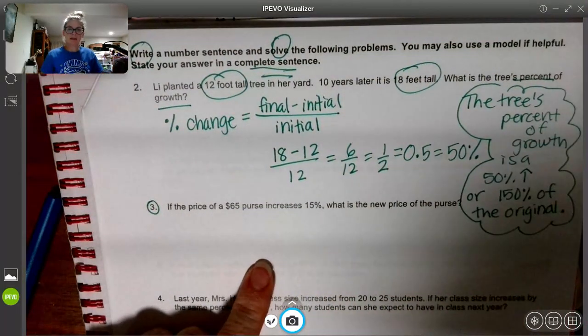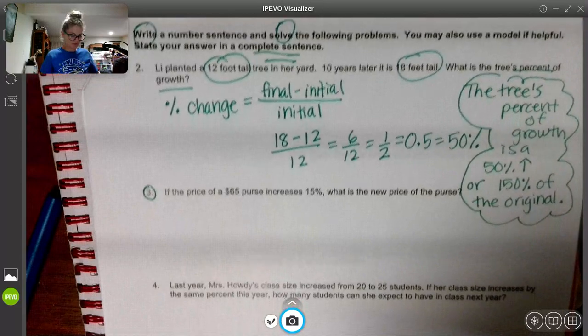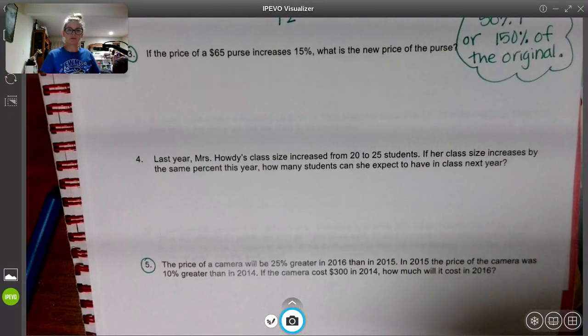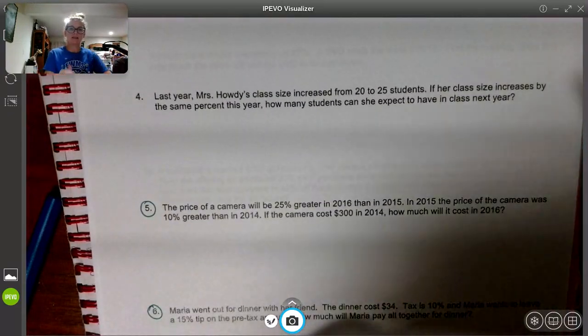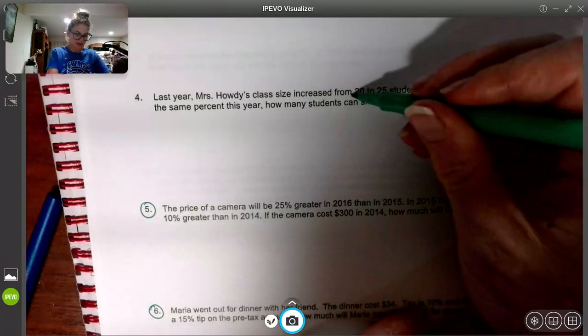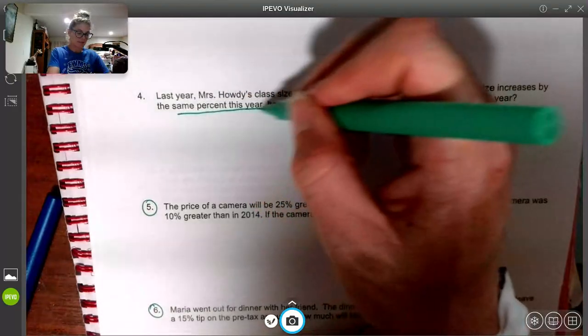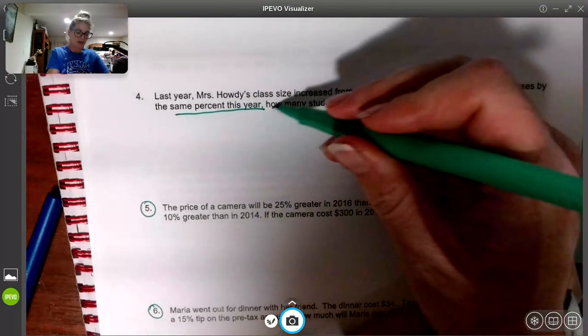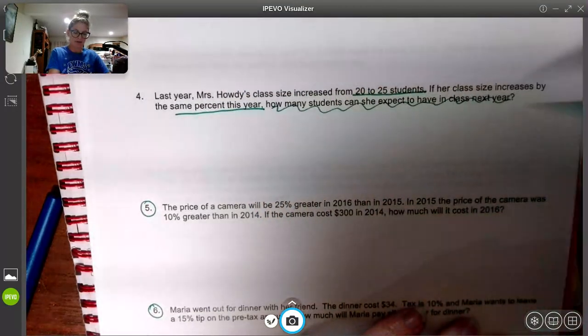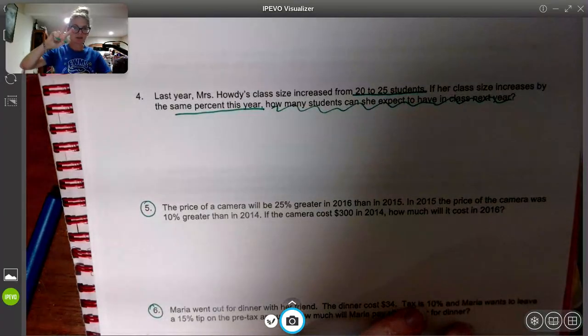Number 3, we're going to skip that for now. You're going to go back and do that. We're going to look at number 4. So number 4 says, last year Mrs. Howdy's class increased from 20 to 25 students. If her class size increases by the same percent this year, how many students can she expect to have in her class next year?